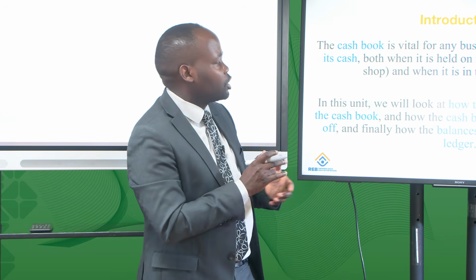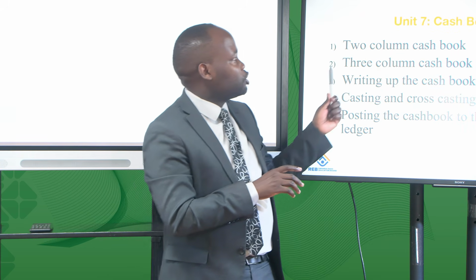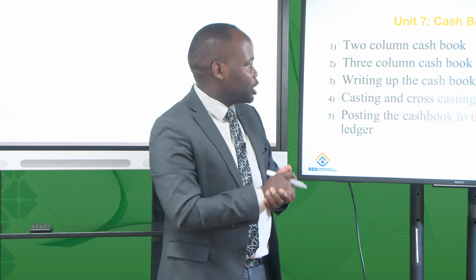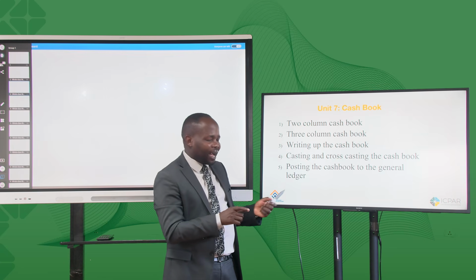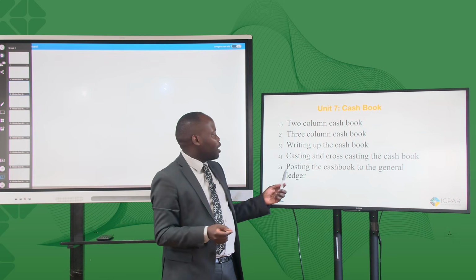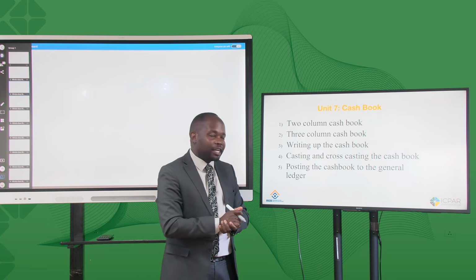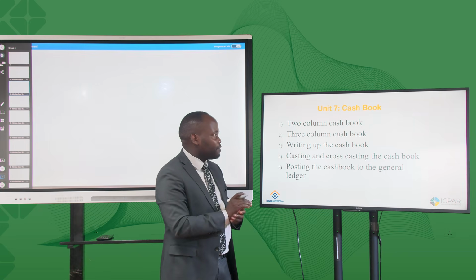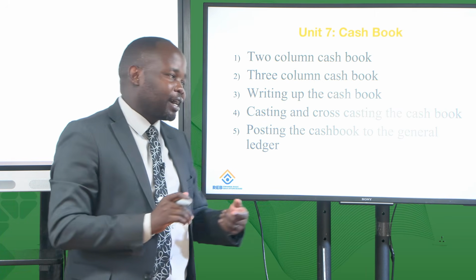So in this unit, we are going to look at the following areas. 2-column cash book. There is a type of cash book known as a 2-column cash book. We will look at 3-column cash books. How do we write up a cash book? How do we cast? Casting is just getting the totals. How do we cast and cross-cast the cash books and post the cash books to the general ledger? And maybe we can add 2 more areas to make it a total of 7 subtopics under this unit on preparation of a cash book.